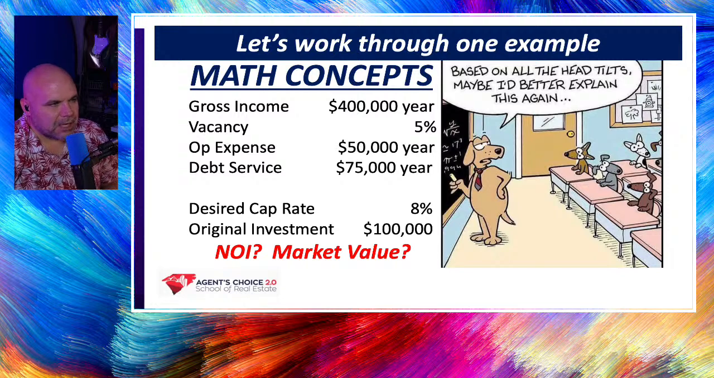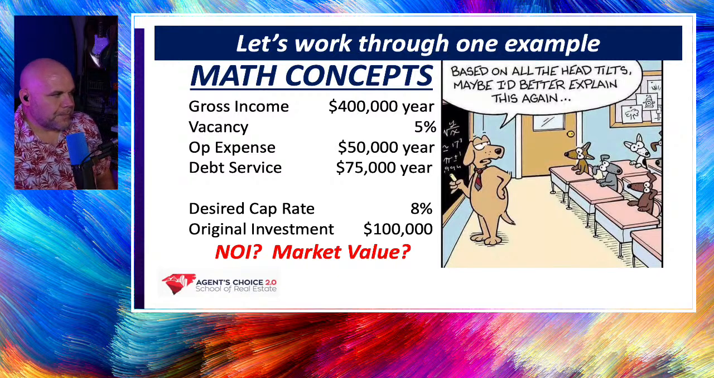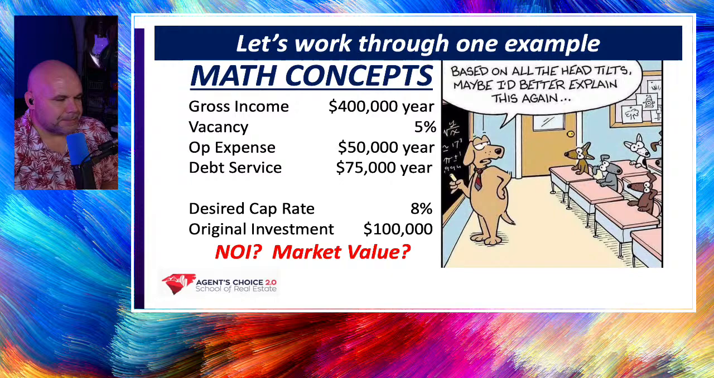Now we have a gross income of $400,000 a year, a vacancy of 5%, operating expenses of $50,000 per year, debt service of $75,000 per year, a cap rate that we want to achieve of 8%. Our original investment that we're putting in is $100,000. So what is the NOI using these numbers?